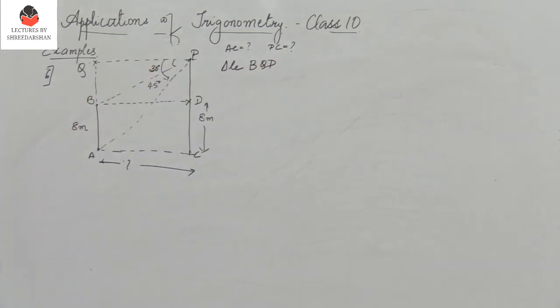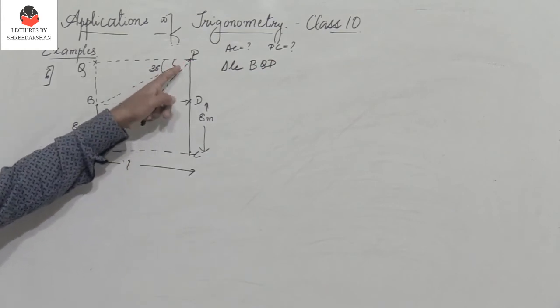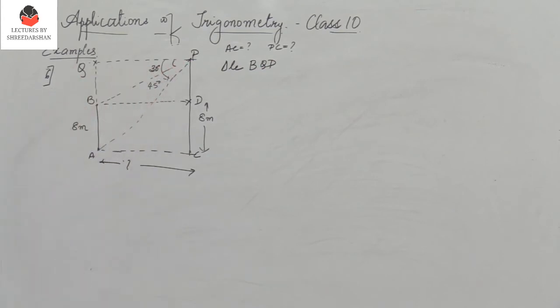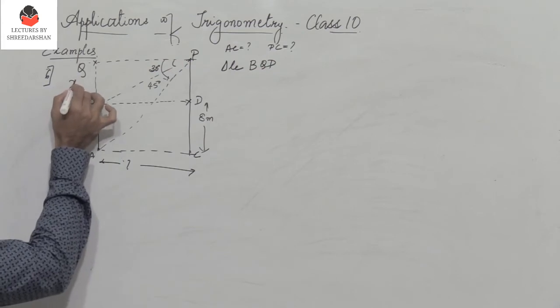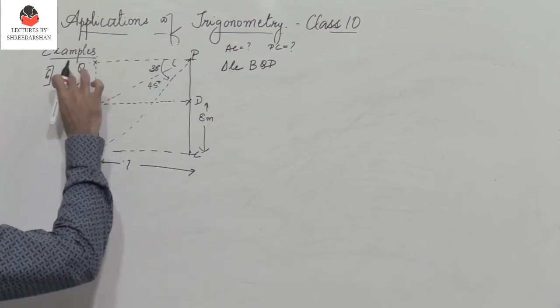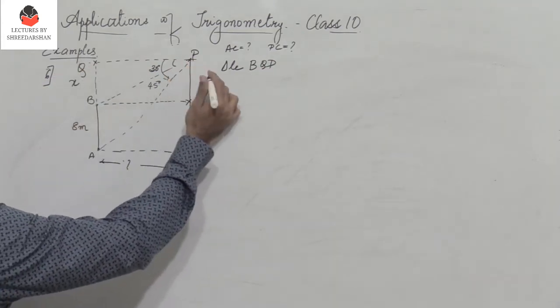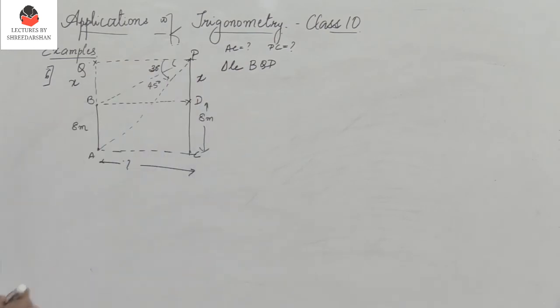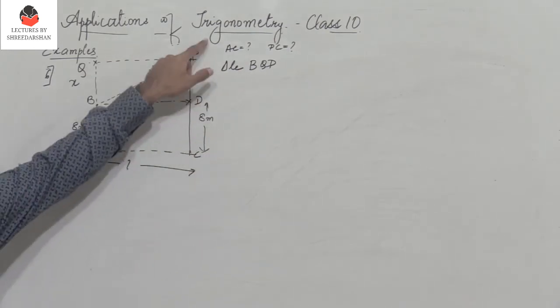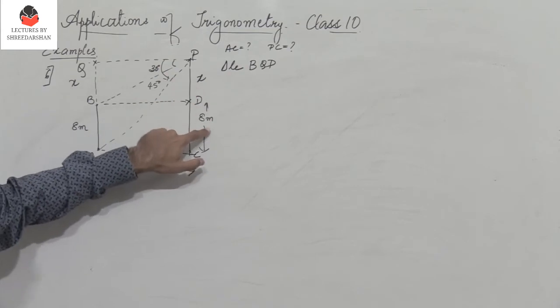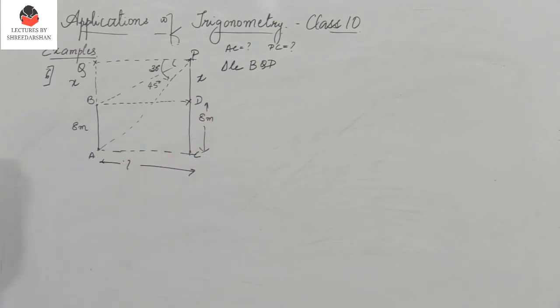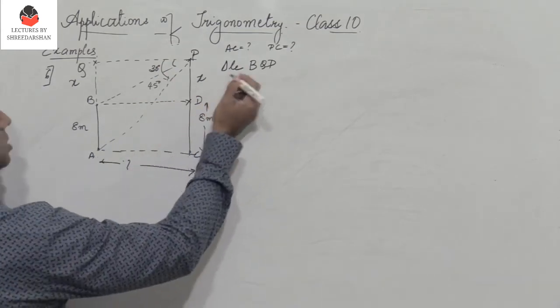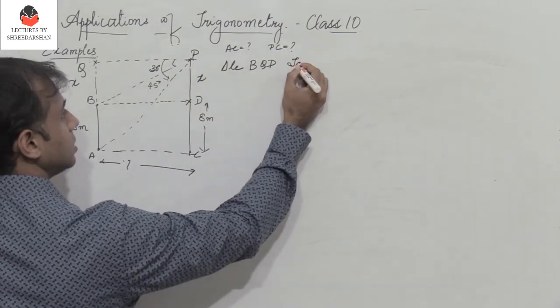When I consider this triangle, the angle at point P is 30 degrees. Let BQ be x. Therefore, DP is also x. And what about the height of this multi-story building? It will be x plus 8. Okay, right. So now let us consider tan 30.